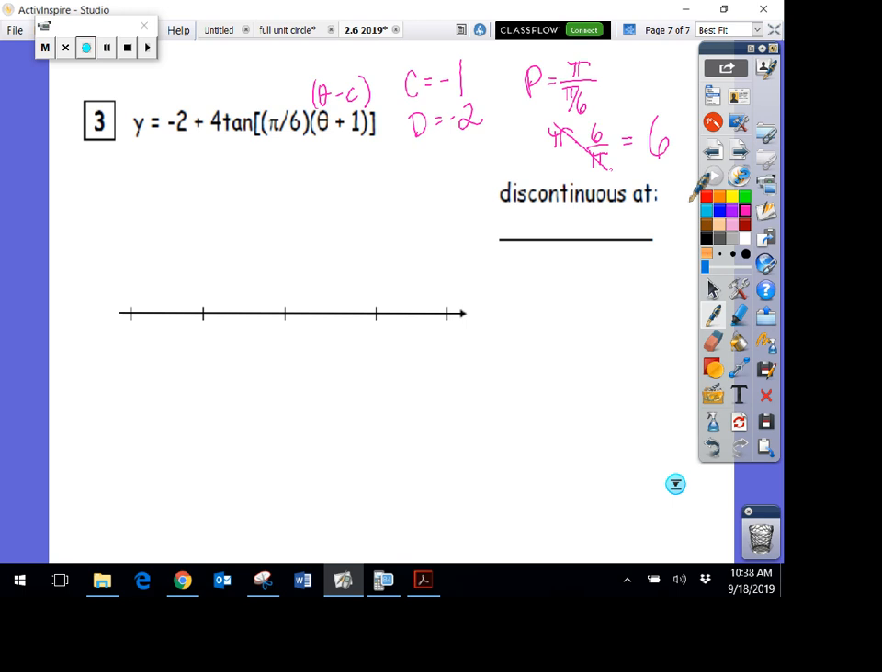All right, important, tangent. Tangent starts, our C value is in the middle, so -1 is going to be in the middle, not on the left. Everything else is on the left. Sine, cosine, secant, cosecant, cotangent on the left. Tangent, C is in the middle. Our period was 6.